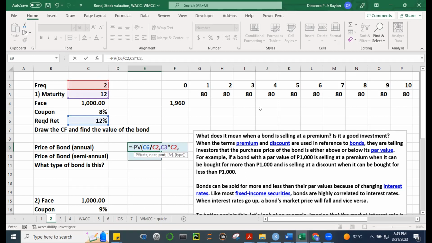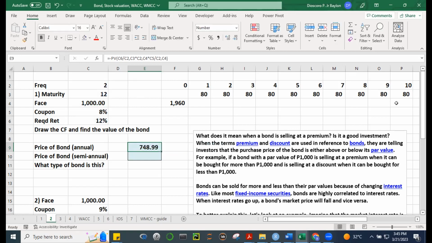Comma, what will be our PMT? Our PMT will be 1,000 multiplied by 8%, then divide it by 2. Because we're not going to get 80, we're going to get 40 per term, since we're going to get 40 twice a year. Right, class? And how much will be your future value? Still 1,000. And type will be ordinary.